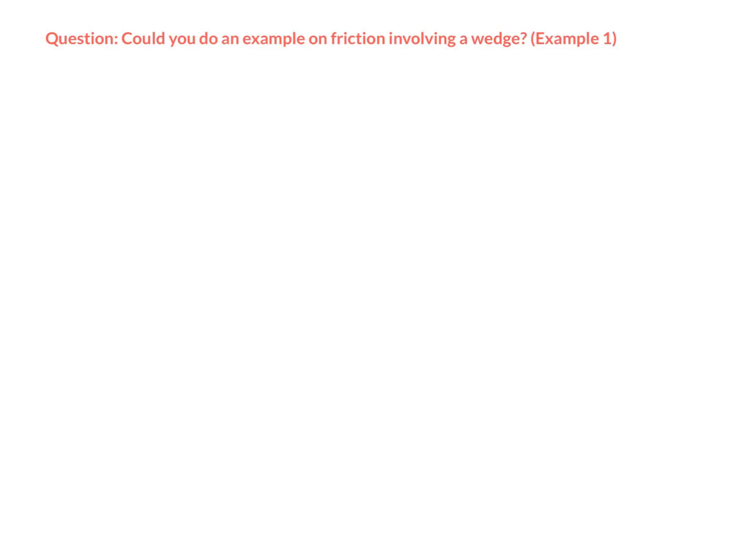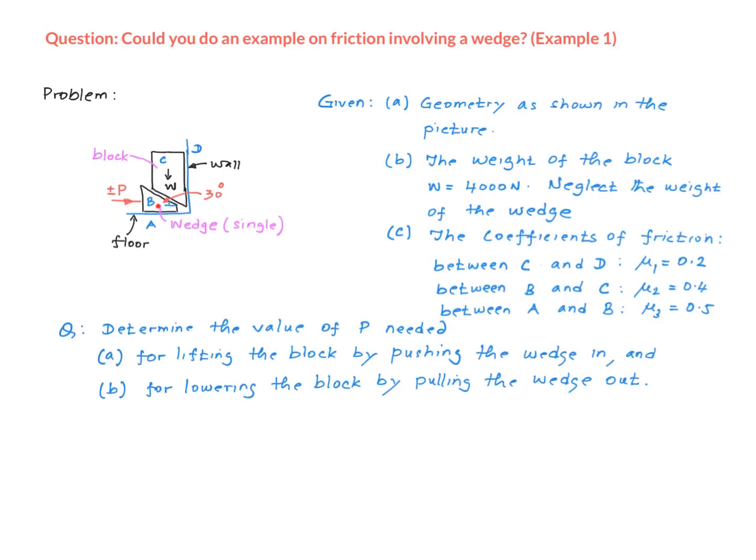The question that I have is, could you do an example on friction involving a wedge? This is the problem that I have chosen here. We have a block that is to be moved either vertically up or down using a single wedge like shown in this picture. The wedge has an inclined plane that makes an angle of 30 degrees to horizontal. The weight of the block is 4,000 Newton.